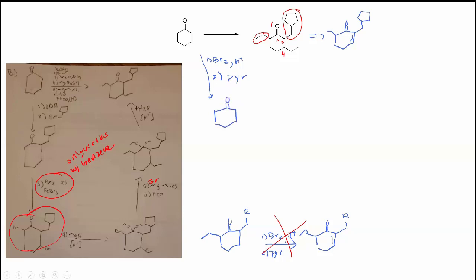Okay, so Br2 plus H plus, followed by pyridine, is going to give us this double bond here. And then in order to add the group at 4, I want to use the Gilman or that cuprate reagent. And then that would just be the 2 ethyl groups with copper lithium, followed by water.